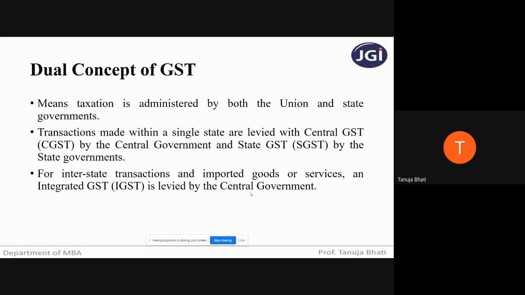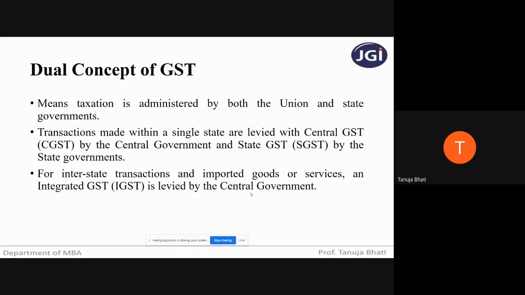Earlier, before GST, VAT was totally handled by the state government. Center had no interference in VAT. Service tax was totally handled by the central government. Entire amount of service tax used to go to the central government. Excise, entire amount goes to central government. So there was a single concept where the amount was collected either by the state or the center. But now under GST it is a dual concept where both state and center are regulating the GST, administrating the GST, and collecting the taxes of GST.